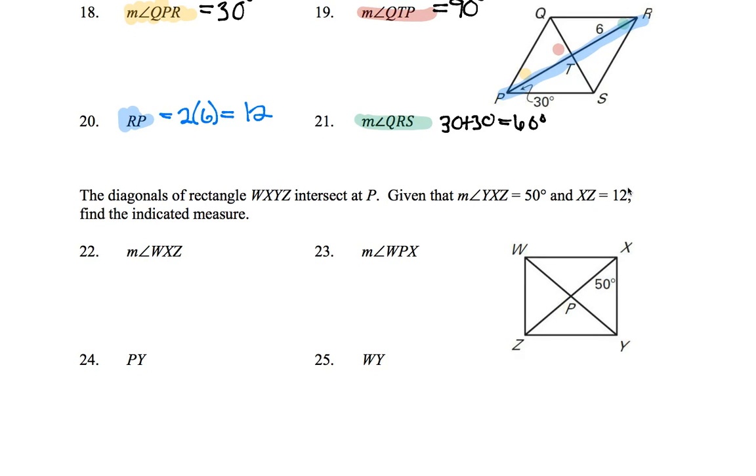All right, the diagonals of rectangle. So always pay attention to what classification these parallelograms are. So we were just dealing with a rhombus. Now we have a rectangle. That's basically going to open up the properties that we are allowed to use. So remember, for rectangles, we have 90-degree angles. The diagonals are congruent. It's also a parallelogram. So diagonals bisect each other. Opposite sides are congruent. Opposite sides are parallel.